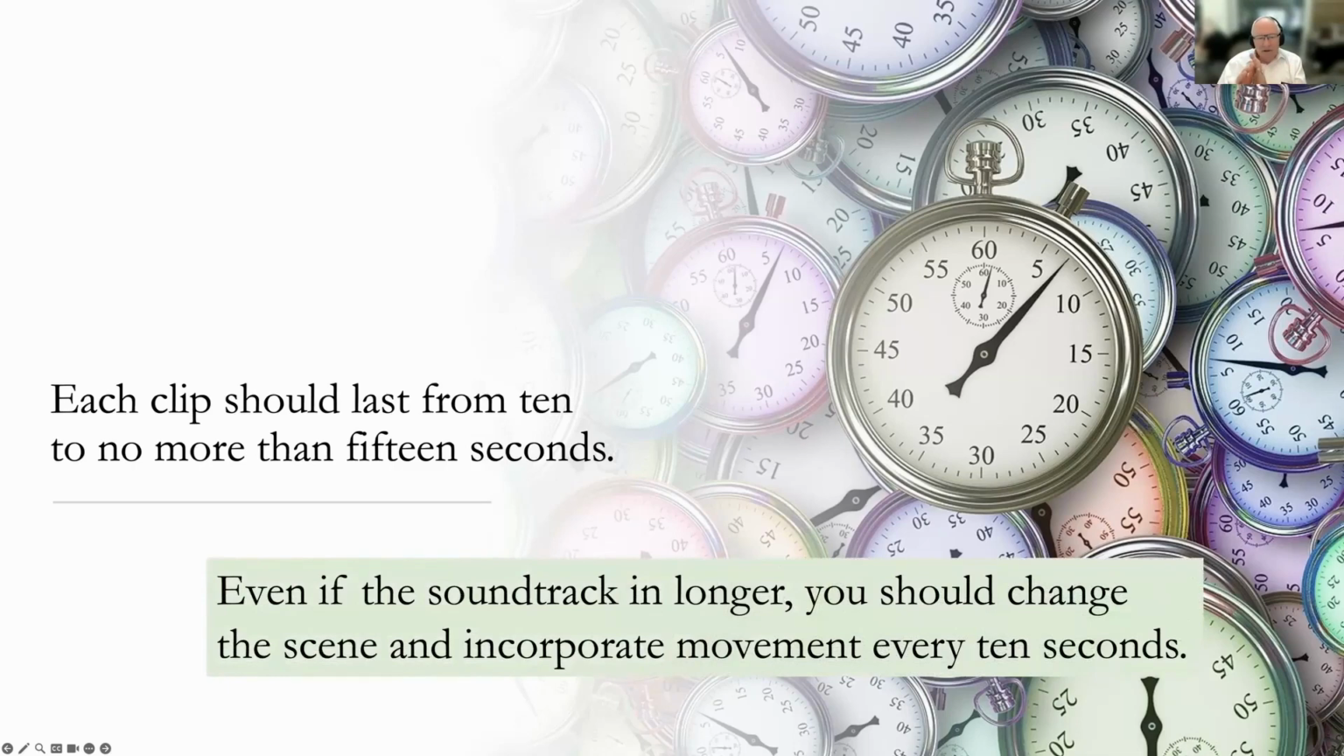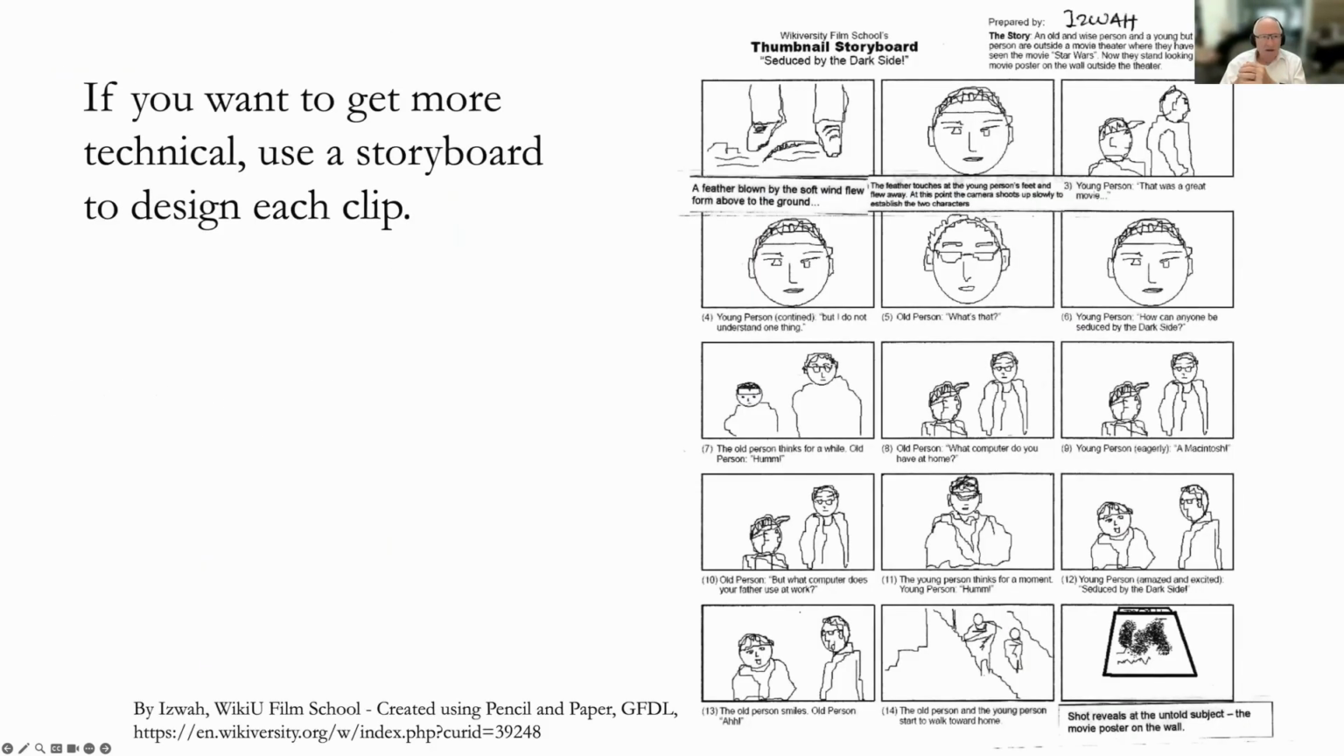So here, even if your soundtrack is longer, you should change the scene and incorporate movement at every 10 seconds. So even though you may be narrating, and what's become the rule now is if you're focusing on one picture and it goes longer than 10 seconds, then pan in, come into the photo and zoom in on an object, or go up and down, or do something to make movement and change so that it creates an image worth watching.